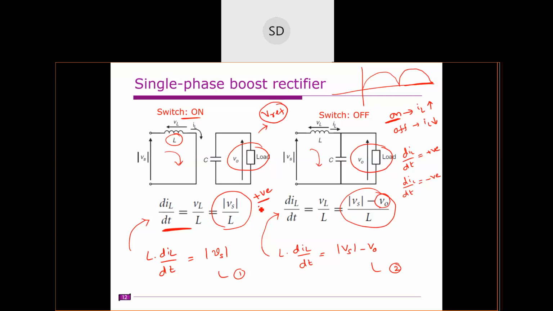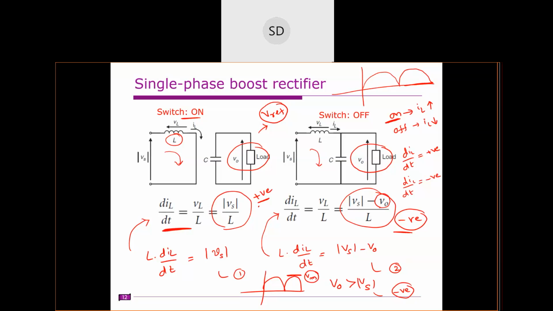So this is always positive. If you want to control the inductor current, this must be negative. So when will it be negative? When this Vo is greater than this |Vs|, then it will be negative, right? That means the expected output voltage is greater than the source peak value. This Vs has some peak value, in this shape. For example, Vm. If this Vo is greater than this Vm, then this will be negative.